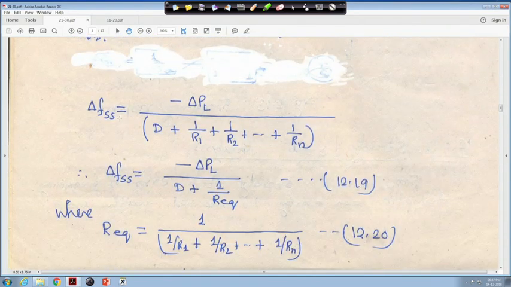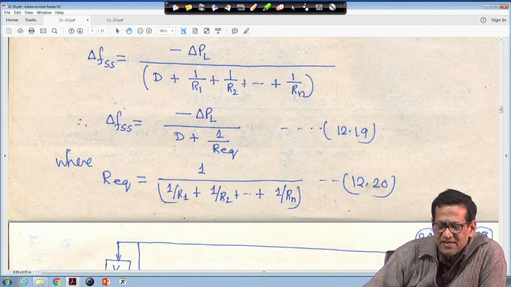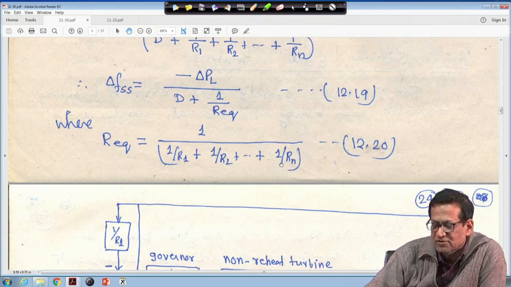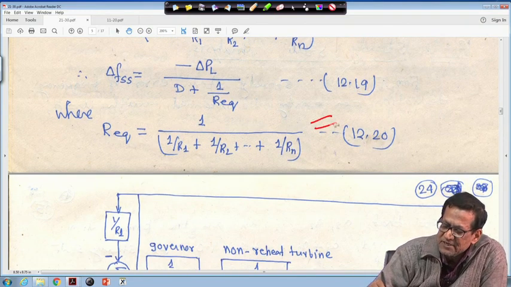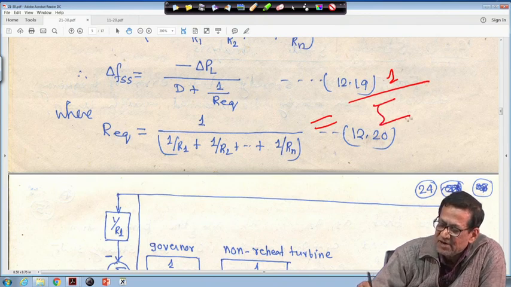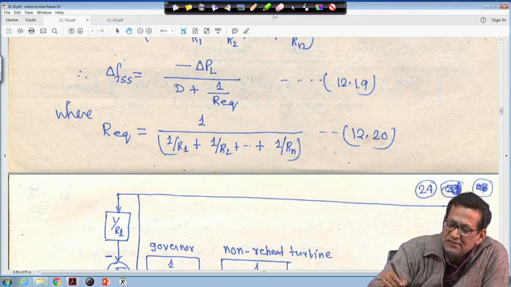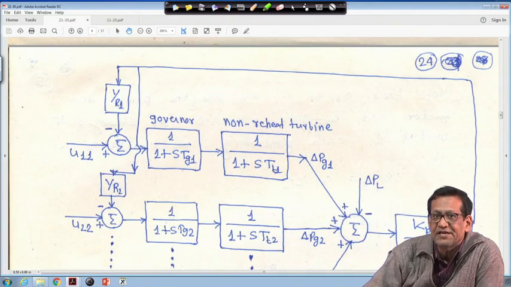You can write delta F steady state is equal to minus delta PL upon D plus 1 upon R1 plus 1 upon R2 up to 1 upon Rn summation. Or we can write delta F steady state is equal to minus delta PL divided by D plus 1 upon Req, where 1 upon Req is equal to 1 upon R1 plus 1 upon R2 plus up to 1 upon Rn. In general sometimes we write it as 1 upon Req equal to sigma i equal to 1 to n of 1 upon Ri. Sometimes we write this way. This is the equivalent diagram, which was already explained.